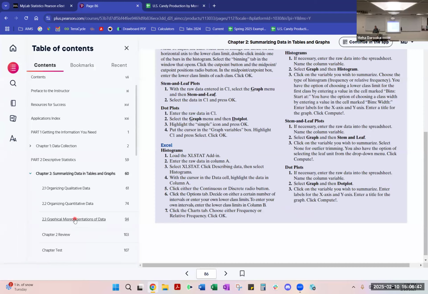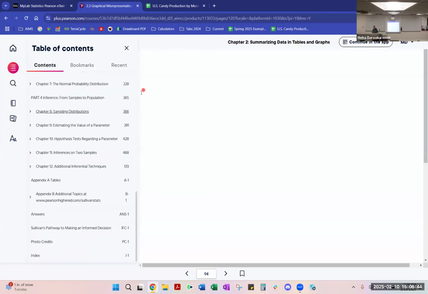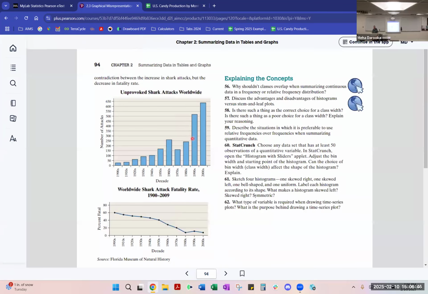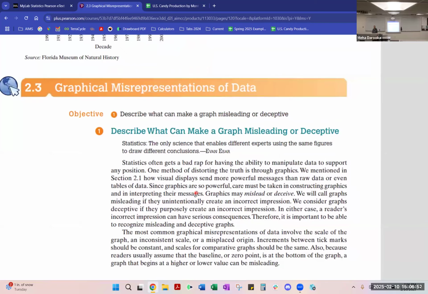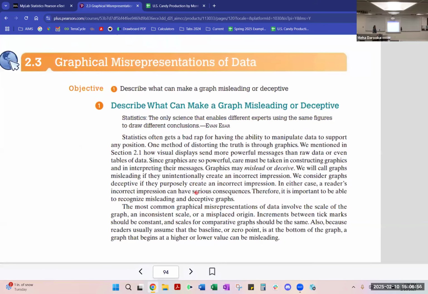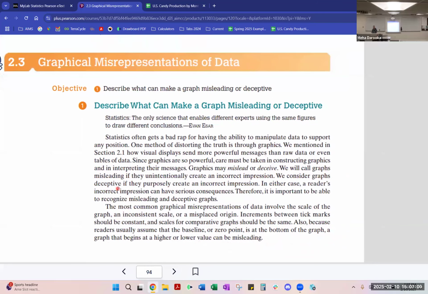The last section in this chapter is 2.3, where we talk about, kind of like how we talked about bias in sampling techniques, how some graphs can be misleading or deceptive. As you can see, they're asking us to describe what can make a graph misleading or deceptive. So just some things to look at here.